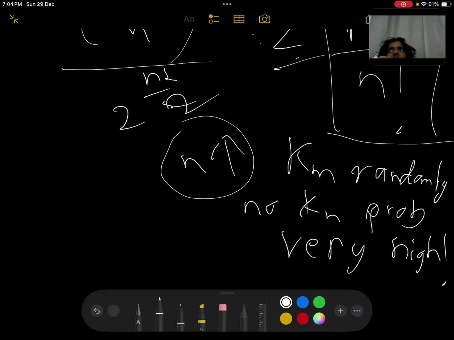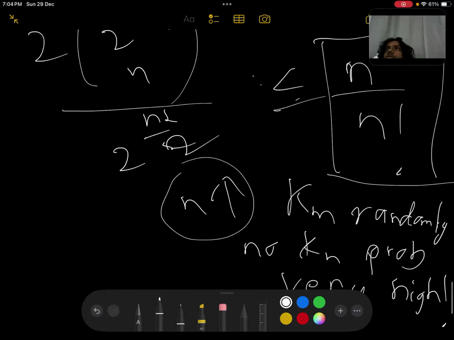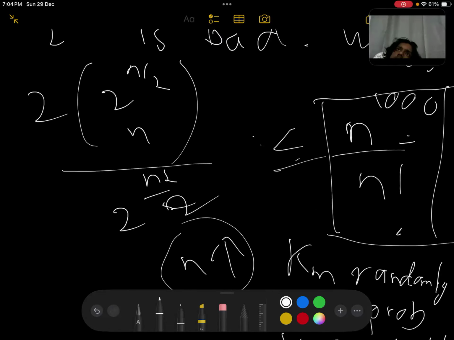Right. But we are saying that m is so small that for most of the colorings of Km, there is no Kn. Yeah. So in fact, we're saying something stronger with this Km. If n is very large, then this goes to 0. And 99% of the colorings will have no Kn.